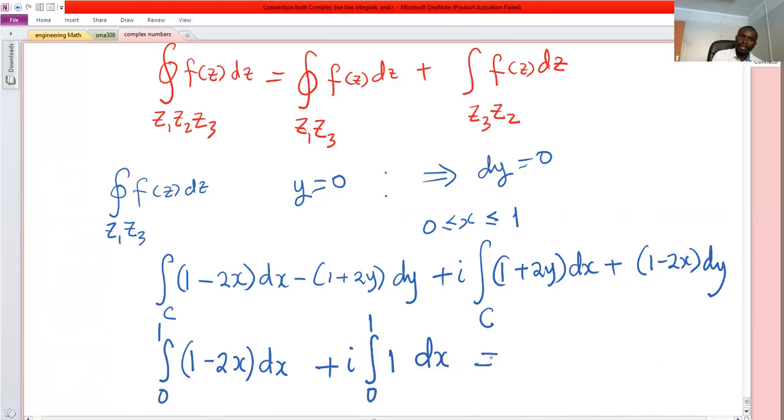So that will give us the integral from 0 to 1 of (1 minus 2x) dx, and then plus simply i dx.